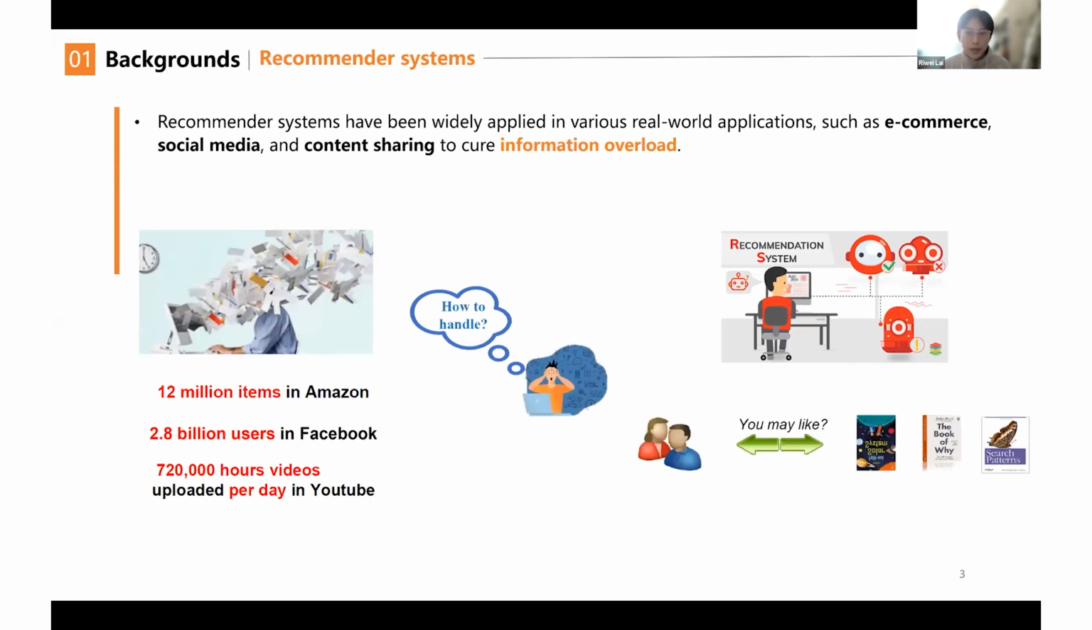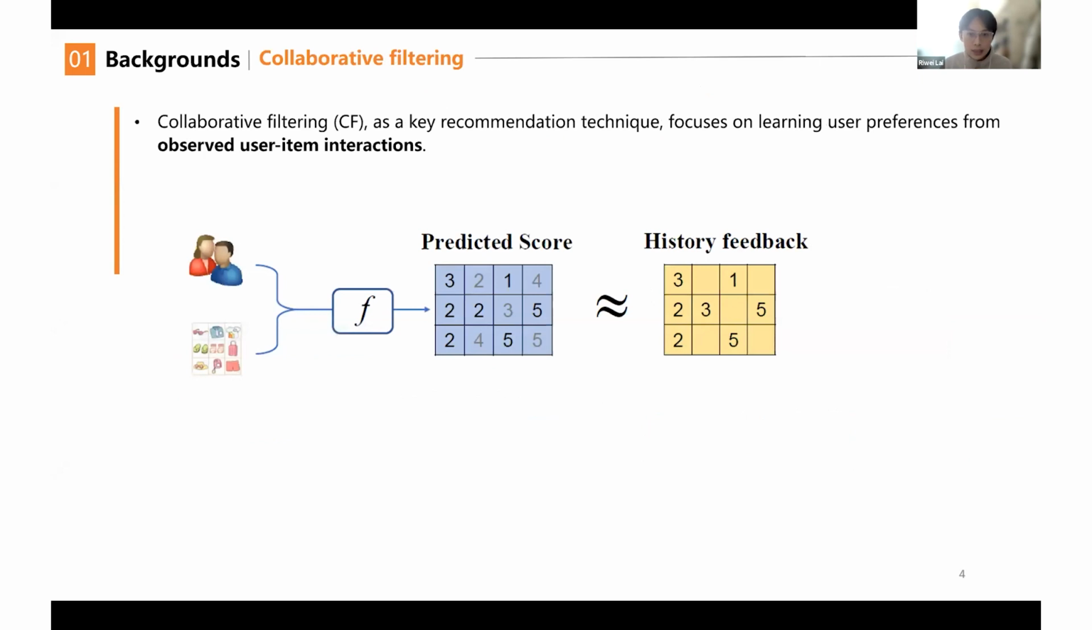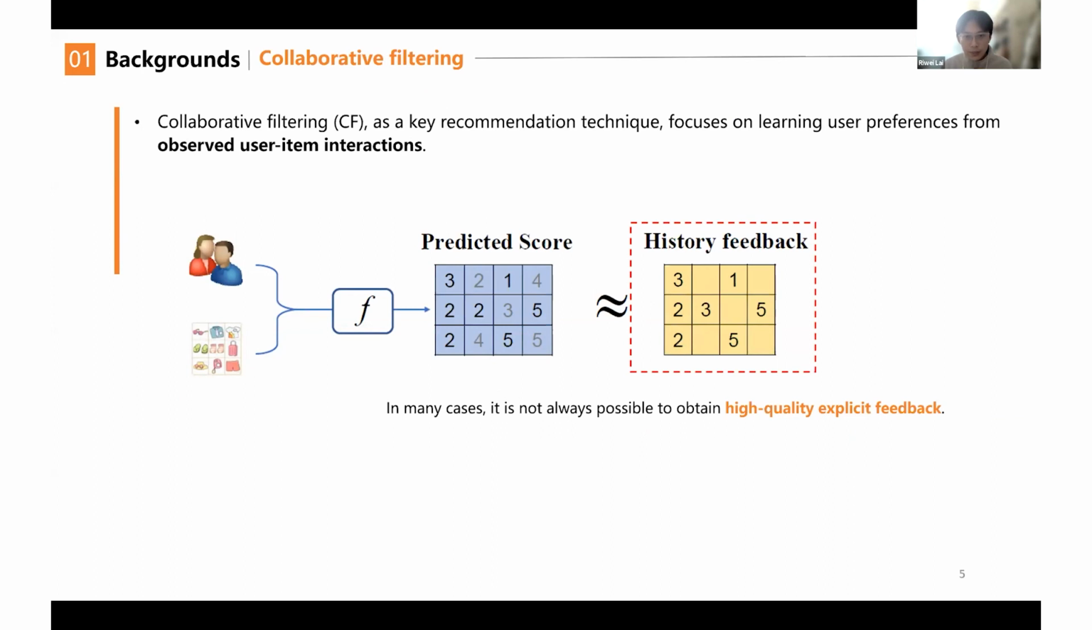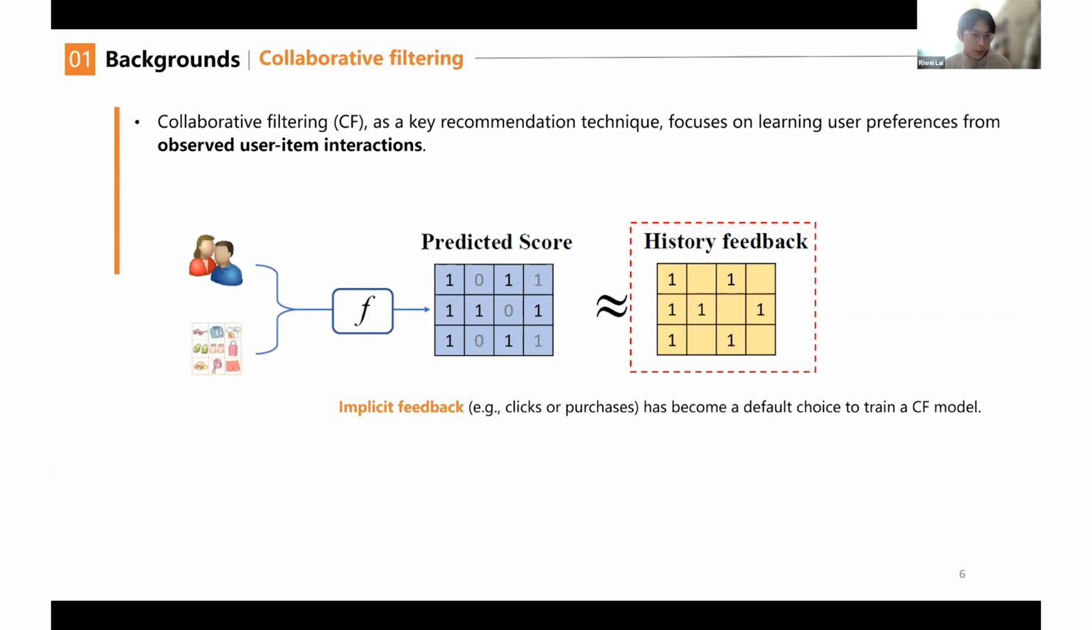Now, recommender systems have been widely applied in various applications to address the information overload problem. And as a key recommendation technology, CF focuses on learning users' preferences from observed user-item interactions. However, in many cases, it's not always possible to obtain high-quality explicit feedback, let alone a large amount of data to train a deep CF model. So implicit feedback, such as clicks, has become a default choice to train CF models.